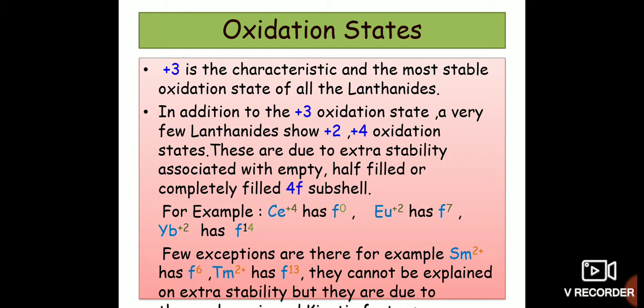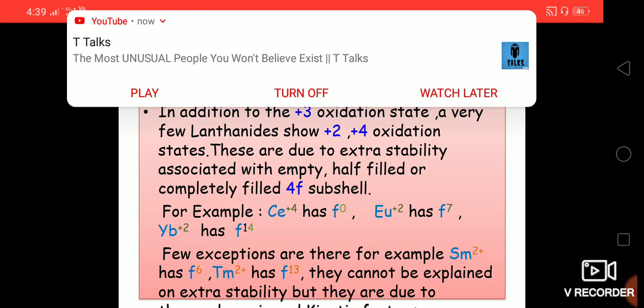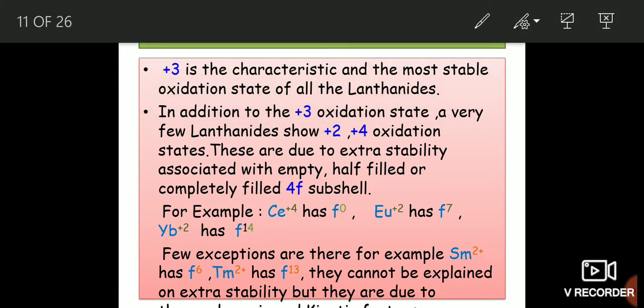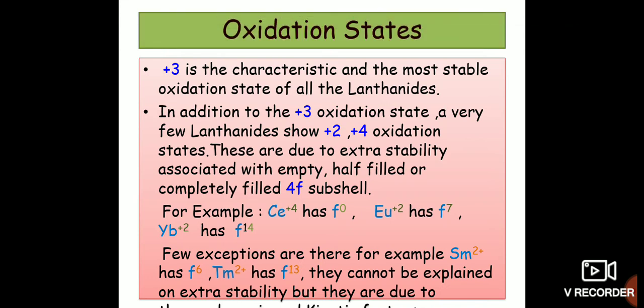For example, if we take cerium +4, which is having f0, that is empty, and if we go for europium +2, it has f7. When we take ytterbium +2, it has f14. That's fine, and there are few exceptions for this also. If we take samarium 2+, it has f6, and thulium 2+, it has f13, and they cannot be explained because of extra stability due to half filled or completely filled, and it is due to some other reasons like thermodynamic and kinetic factors. Okay, so this is about the oxidation states of lanthanides.